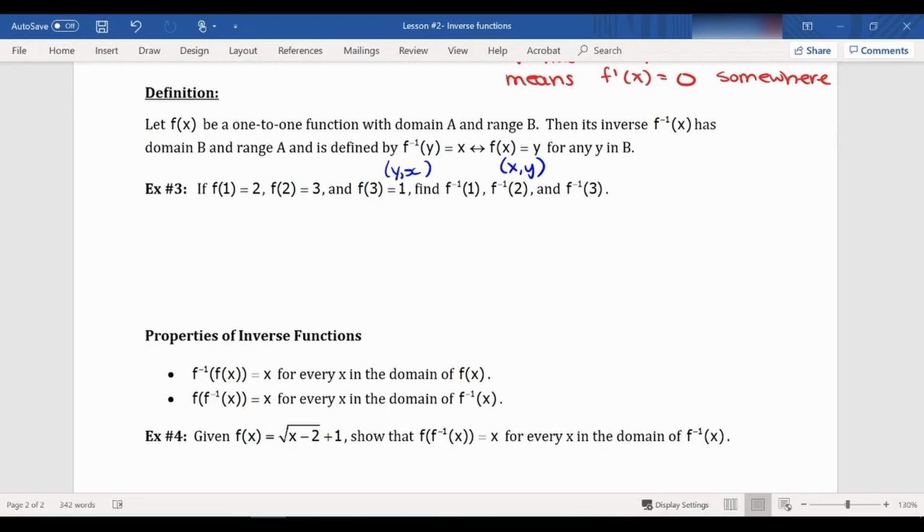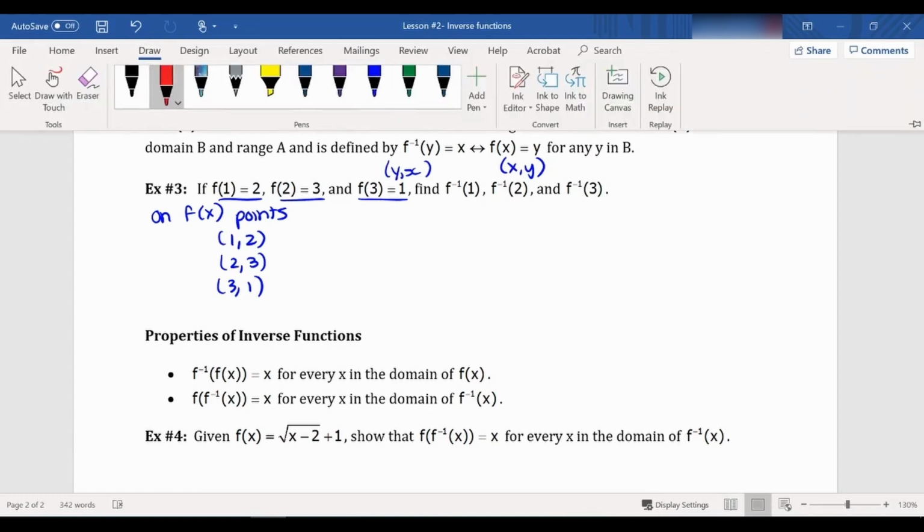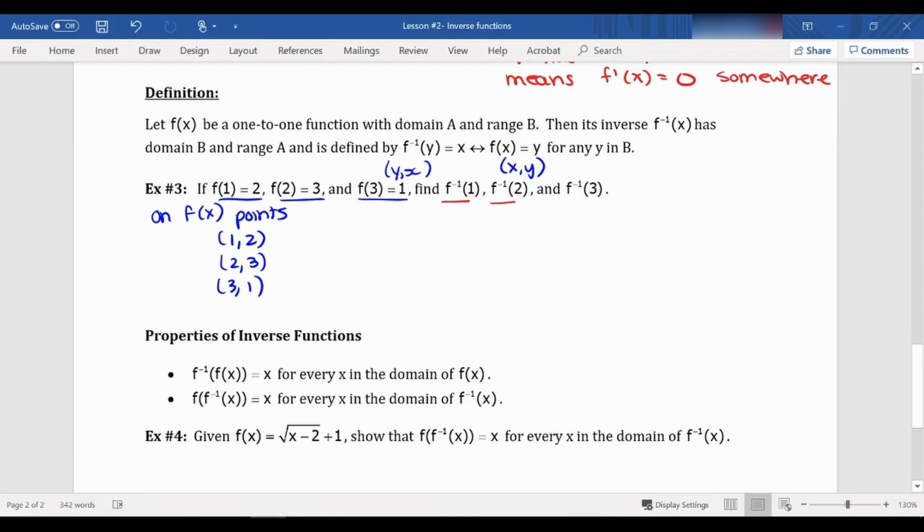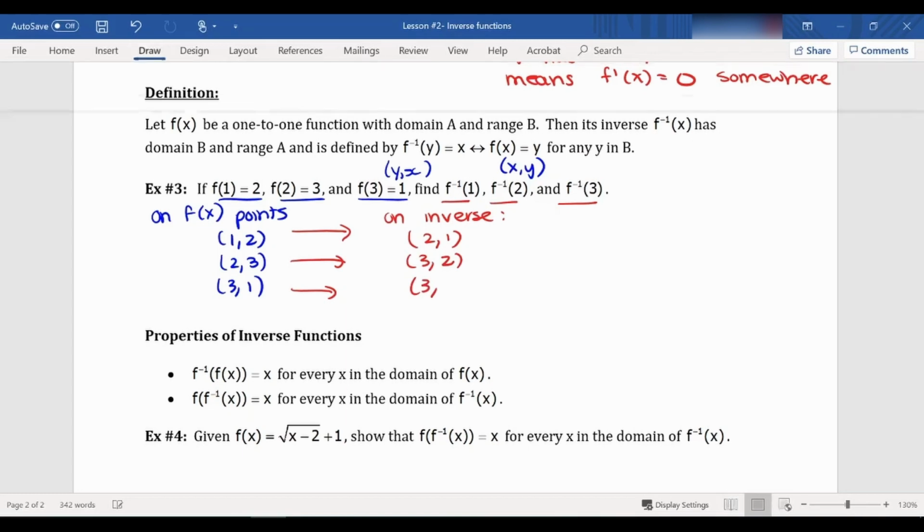So we've got a question here. It's telling us on f of x, we have the points (1, 2), (2, 3), and (3, 1). That's what's been given to us. We are being asked to find the inverse of 1, the inverse of 2, and the inverse of 3. So we know on our inverse, our points would be (2, 1), (3, 2), and (1, 3).